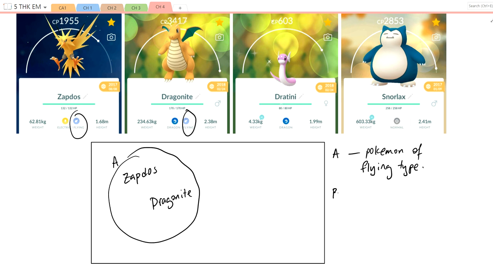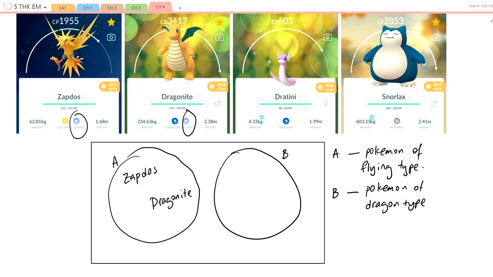Then let's say we have another category or another set of Pokemon B. We call them Pokemon of maybe Dragon type. So over here, set B, we've got Dratini and again Dragonite. So we see that Dragonite falls inside set A and falls inside set B at the same time. So instead of separating these 2 sets like this, what we do is to combine them.